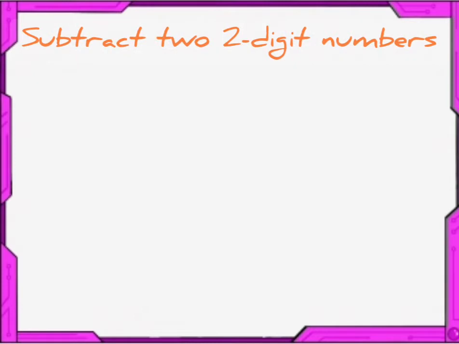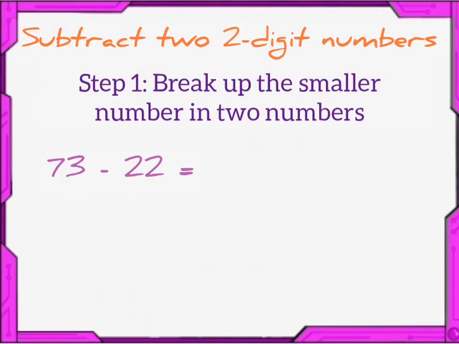Now we are going to learn how to subtract two-digit numbers mentally. But we need to follow the steps. Step 1. Break up the smaller number into numbers. So in the numbers 73 and 22, which number is the smaller? Yes, it is 22. So that means we need to break the number 22 into numbers.